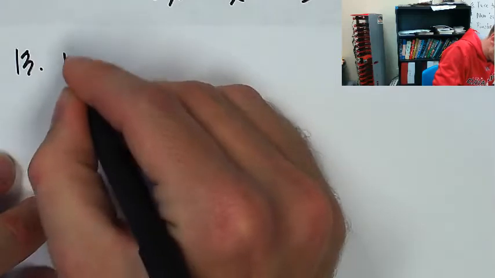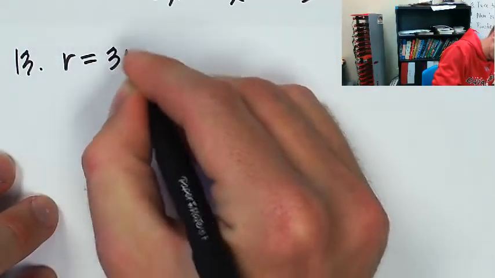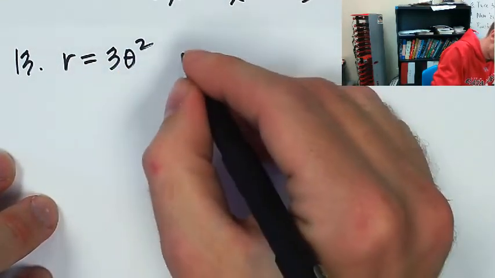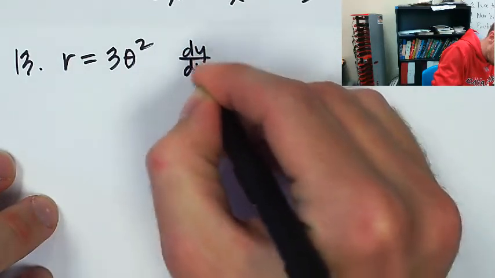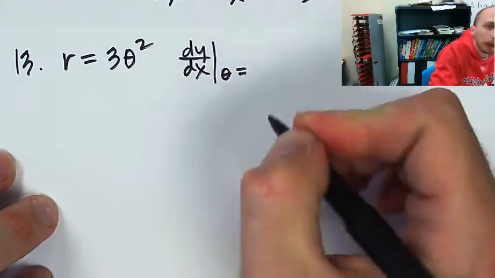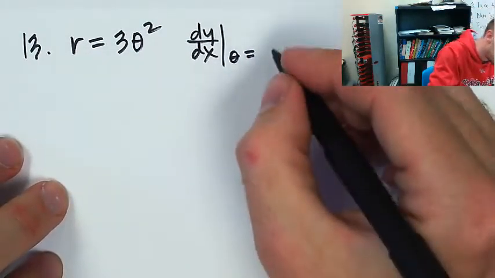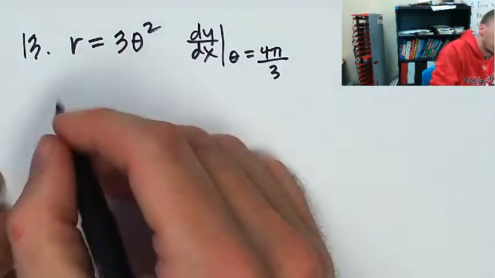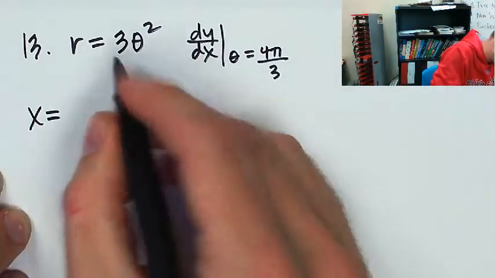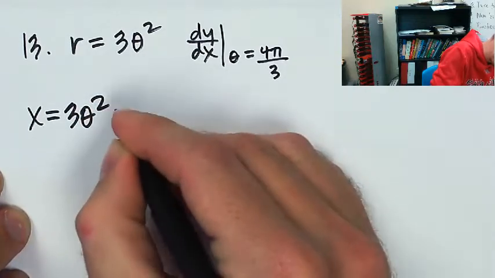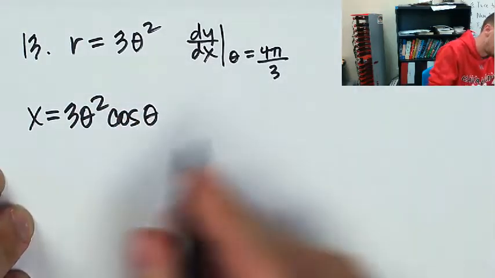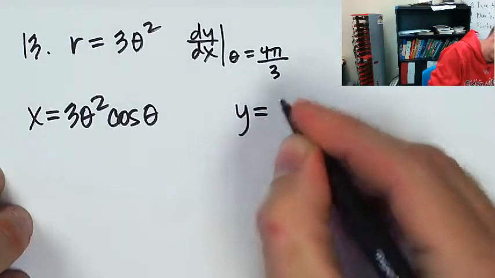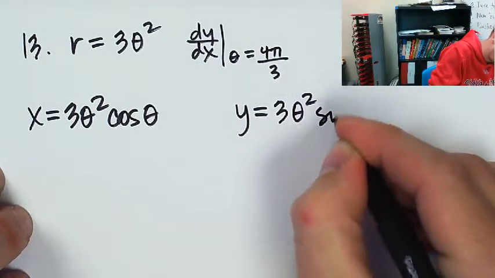All right. Number 13. r equals 3 theta squared. Okay, that might be interesting. Theta is 4 pi over 3. x is r cosine theta. y is r sine theta.